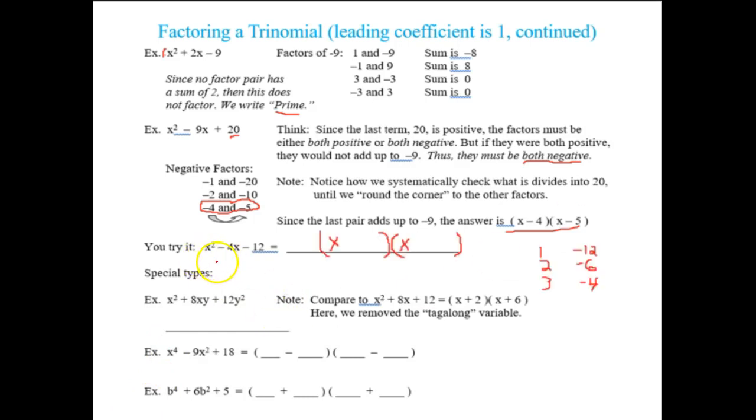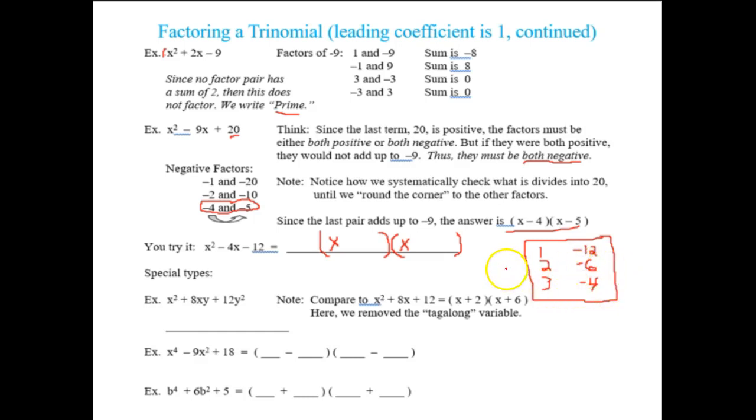Okay, so in this example, we are looking for the factors of negative 12 that add up to negative 4. Now, because it's the factors of negative 12, one of them has to be negative and one has to be positive. But they have to add up to negative 4. So the bigger number needs to be negative. So I went over here and listed the factors of negative 12 where the bigger number is negative: 1 and negative 12, 2 and negative 6, 3 and negative 4.